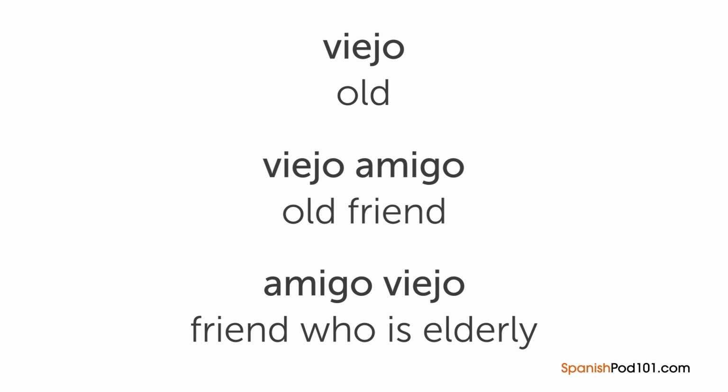Let's do another example with the adjective viejo, meaning old. If you add viejo to the word friend, which is amigo, you will get the phrase viejo amigo, old friend.